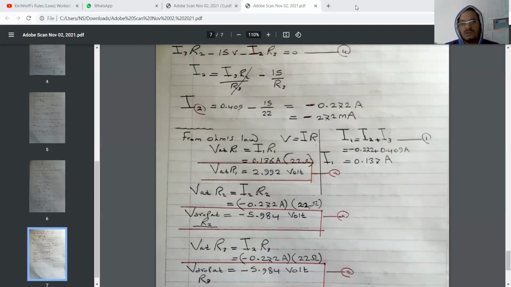In the next lecture, I will try to explain the relation between resistivity and conductivity, and we will use some examples to solve it together.